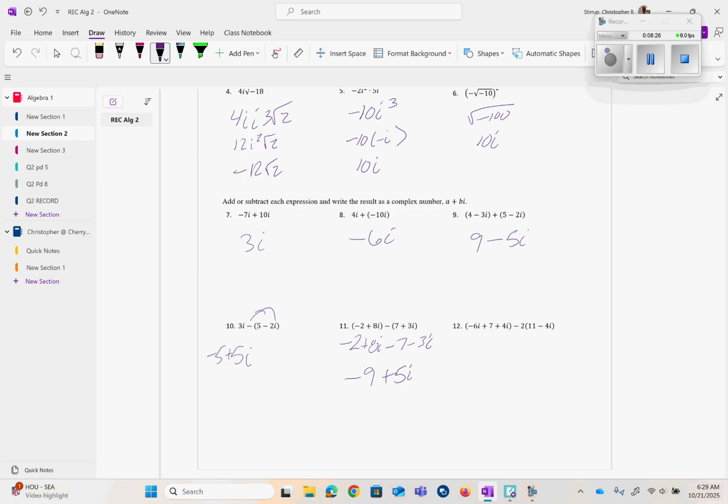Go ahead and drop the parentheses and distribute the 2 over the right one. So that's going to give me 6i, and that's -2i. So that's going to give me 6i. And then 7 minus 22 is -15 plus 6i.